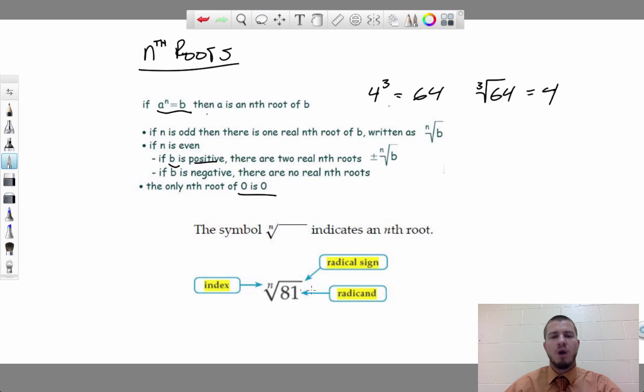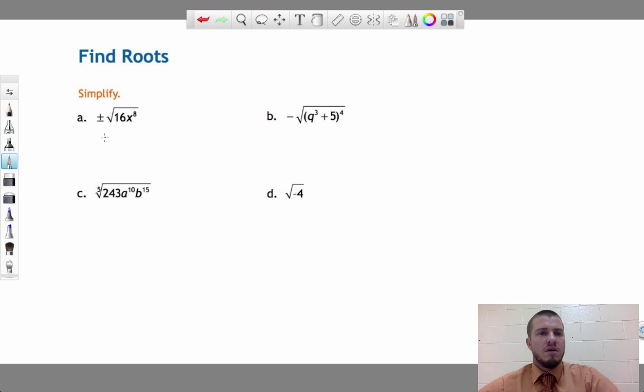Understand some parts to it. The n here is the index. I'll call it a root sometimes. The index or the root. The radical is the radical sign. And what's under the radical is the radicand. So if it has a plus or minus in front, you're going to have a plus or minus in your answer. And that's going to be if it's even, where if it's odd, you're going to either have a positive or a negative out in front, and it's only going to be 1.